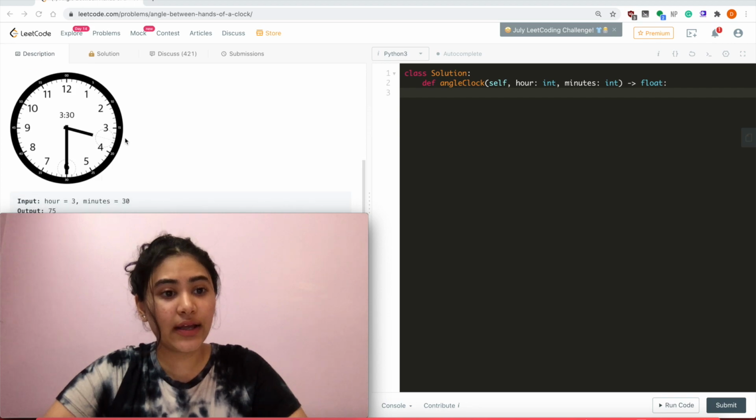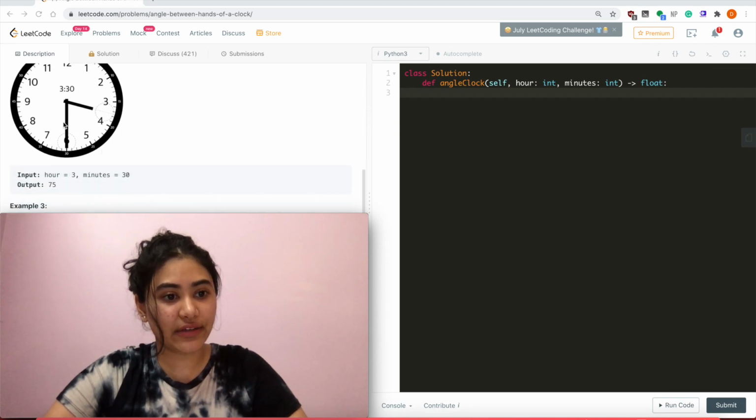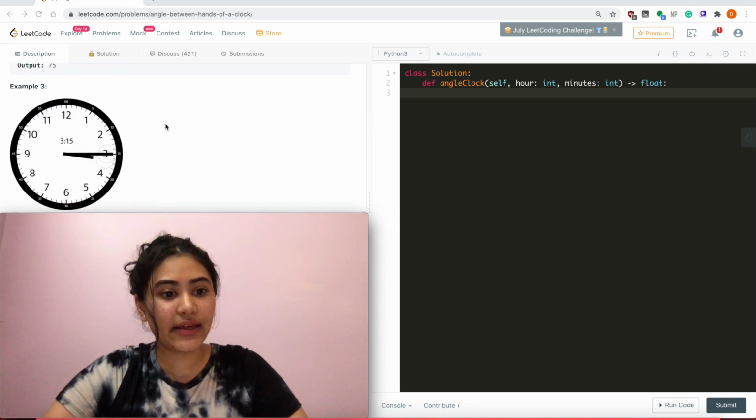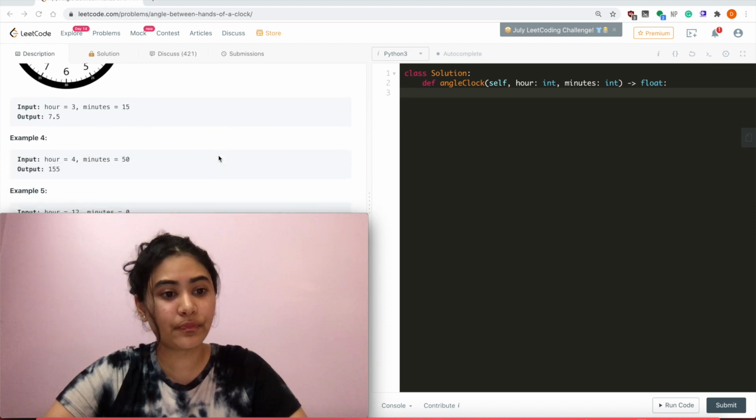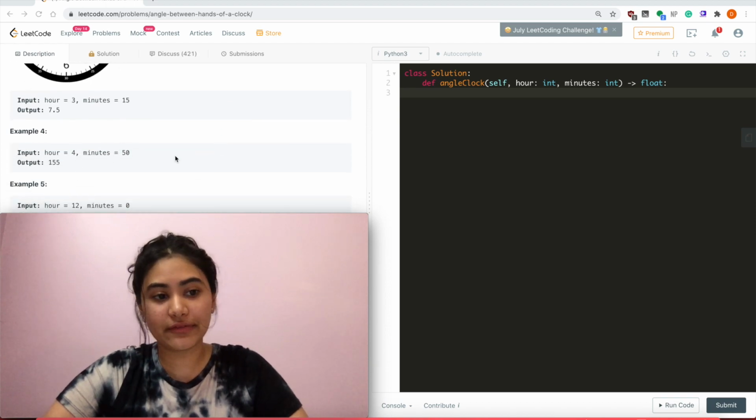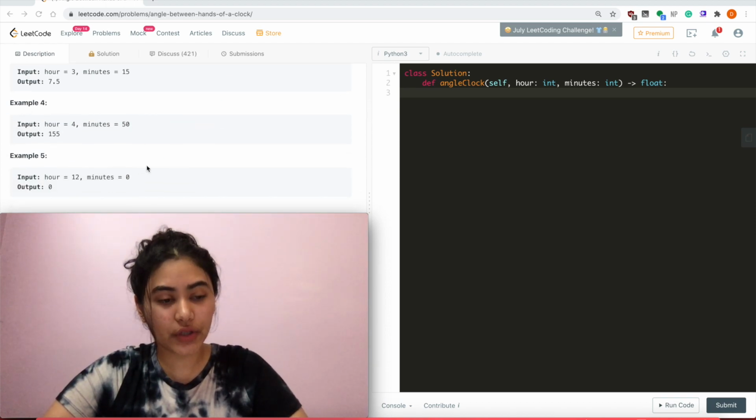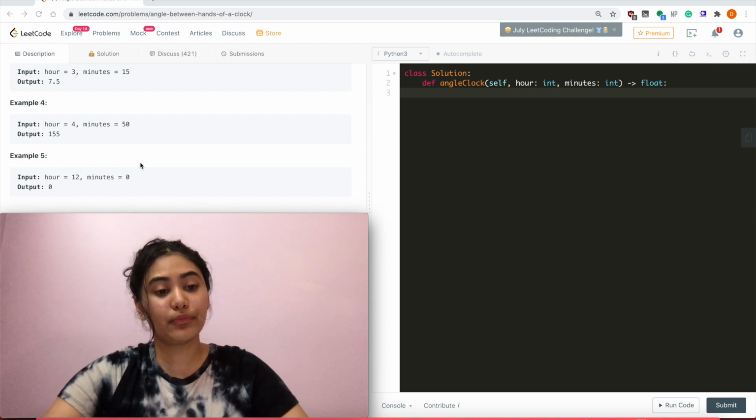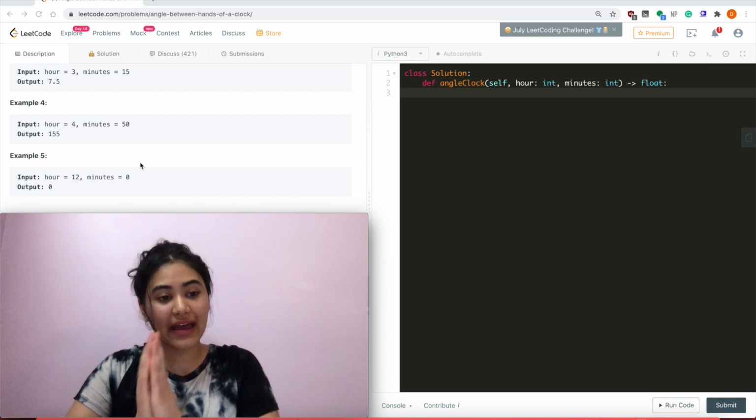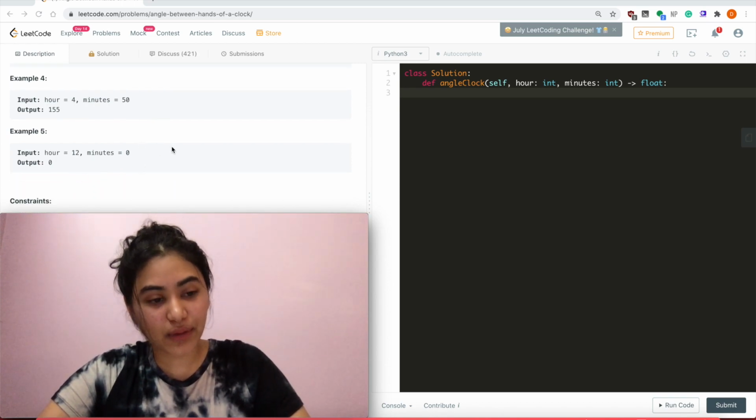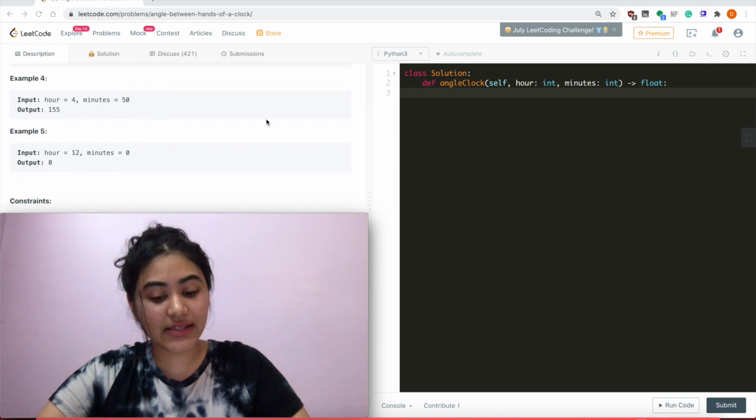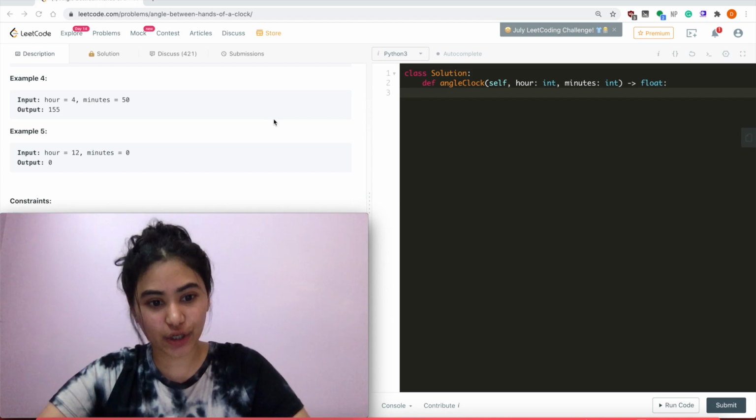Example 2, given 3:30, we output 75 degrees. Example 3, 3:15, we output 7.5 degrees, so we can also output decimals. Given 4:50, 155 degrees, and given 12 o'clock, we output 0 because both the hour hand and the minute hand are at position 12. And constraints, I'm kind of blocking this, but our minutes are always between 0 and 59, and hours are between 0 and 12.